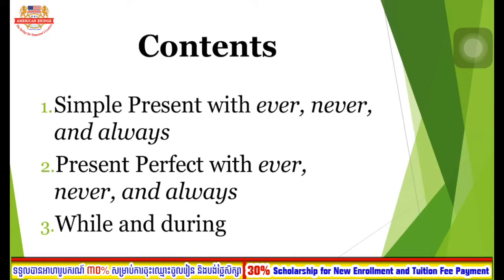Okay, so contents. Number 1. Simple present with ever, never, and always. Number 2. Present perfect with ever, never, and always. Number 3. While and during. So you will know exactly how to use ever, never, and always correctly, with the present simple and with present perfect, what is the difference between the usage of these words? And during and while, what are the differences between these two words? So let's go.